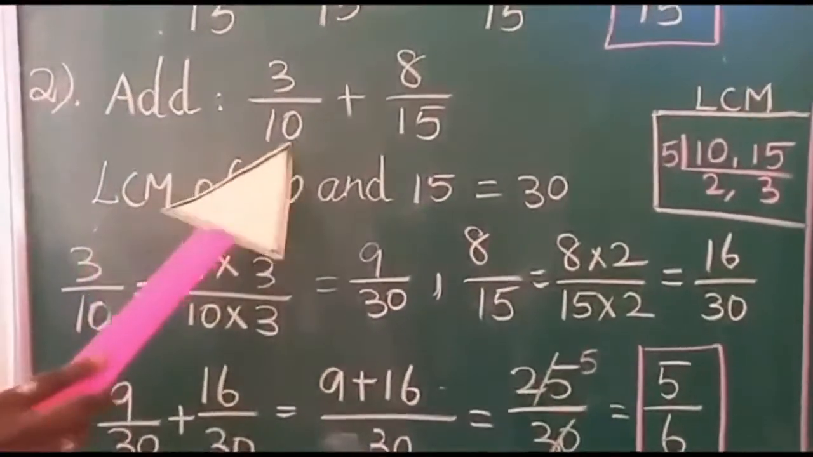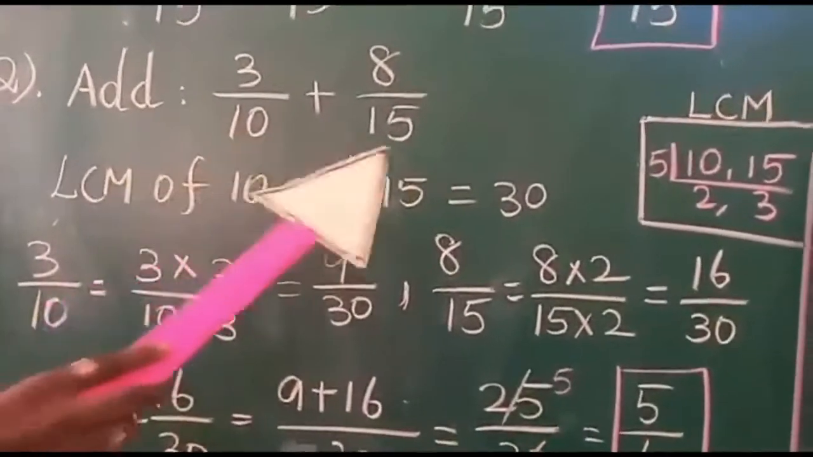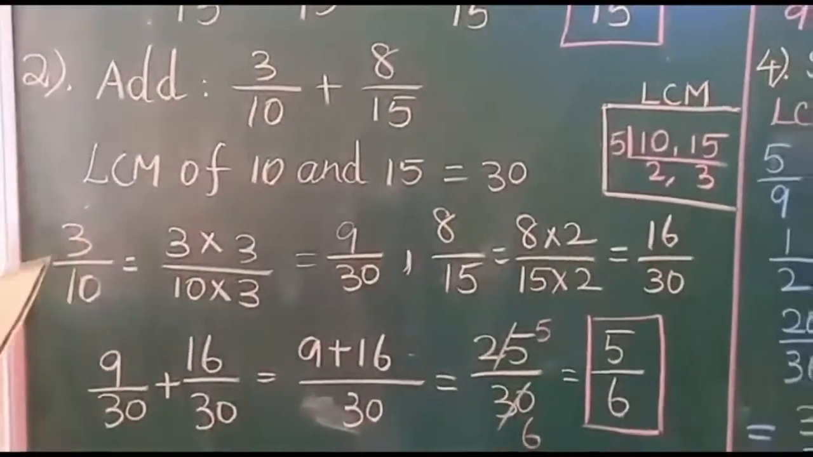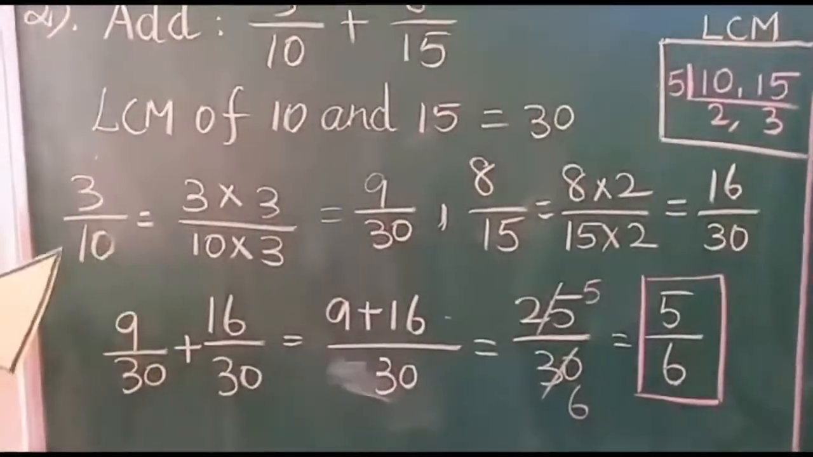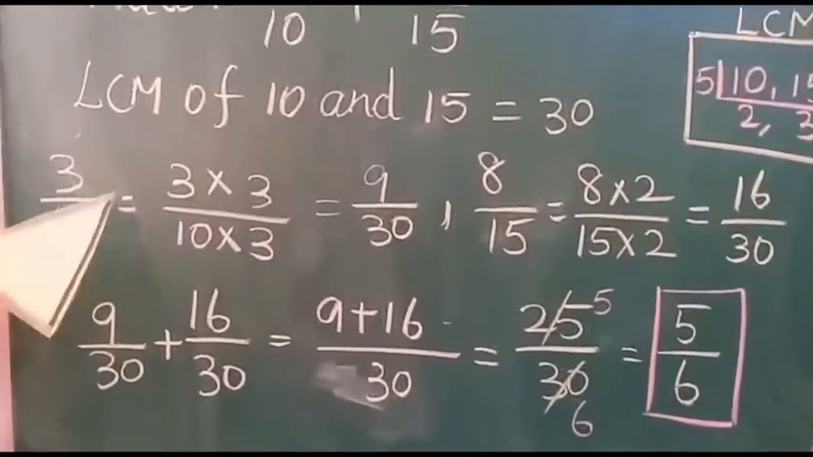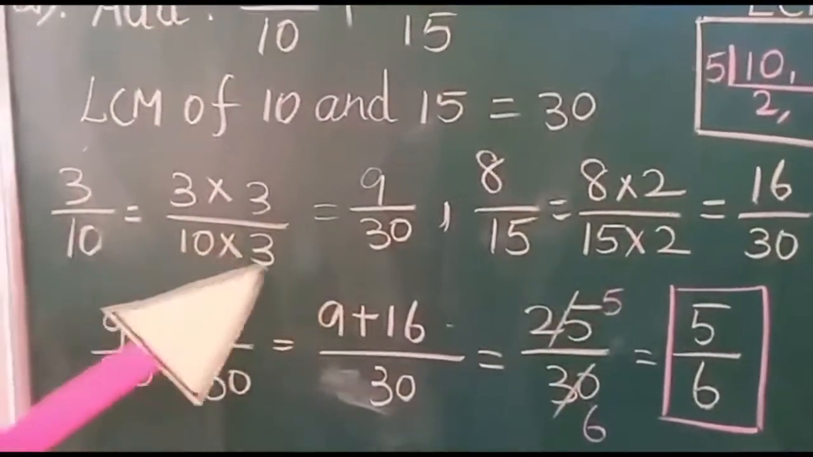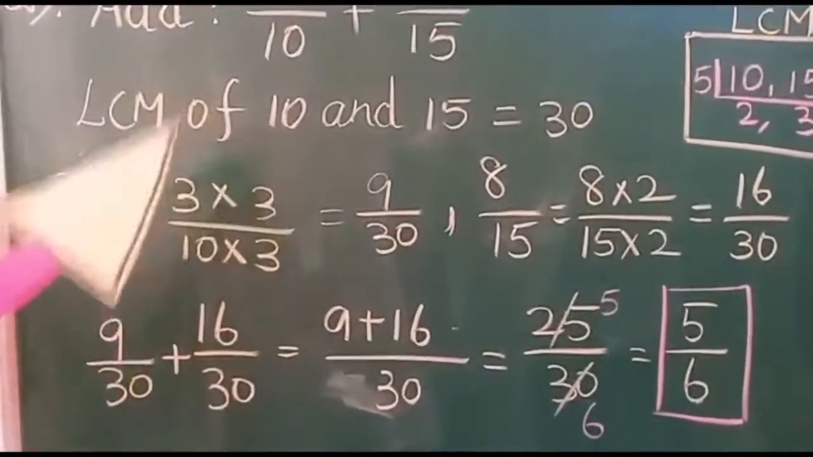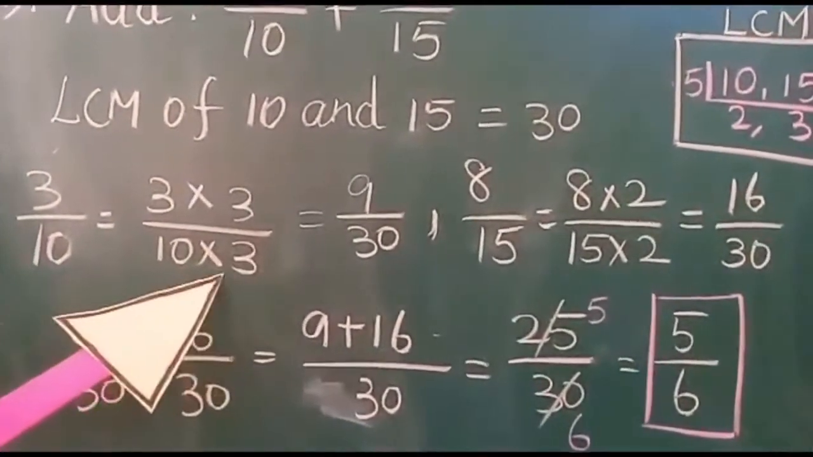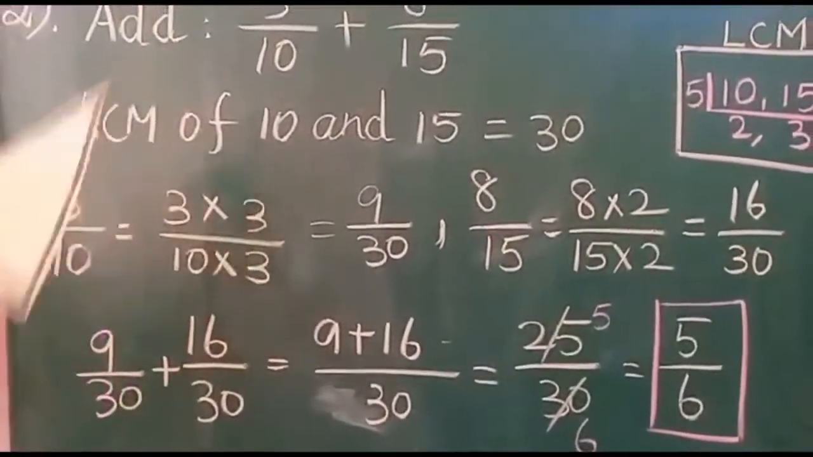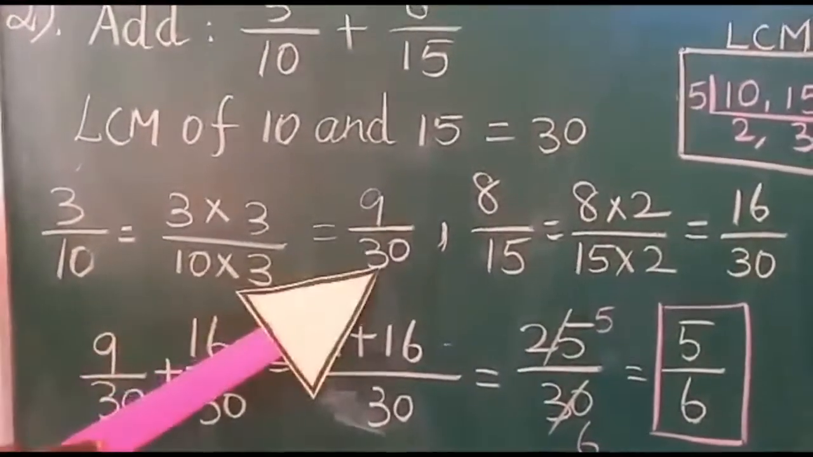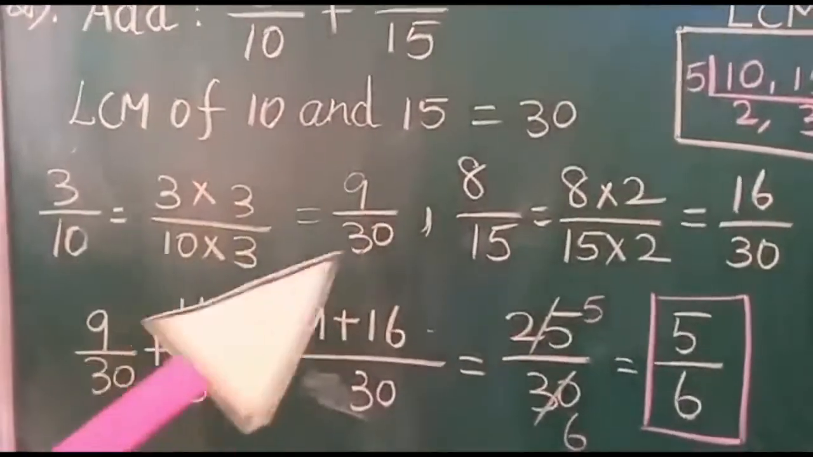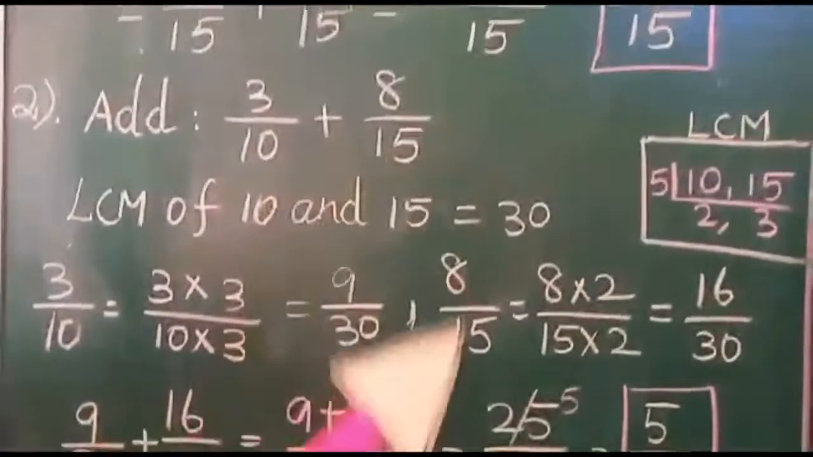Now we have to equalize the denominators, then only we can add. So how can we equalize? 3 by 10 is equal to, which number do we multiply with 10 to get 30? It is 3. So 10 into 3 is equal to 30. That same 3 we have to multiply in the numerator. Whatever number you multiply with the denominator, the same number we should multiply in the numerator. So 10 threes are 30, 3 threes are 9. So the first fraction will be 9 by 30. Let us move to the next fraction, which is 8 by 15, right?